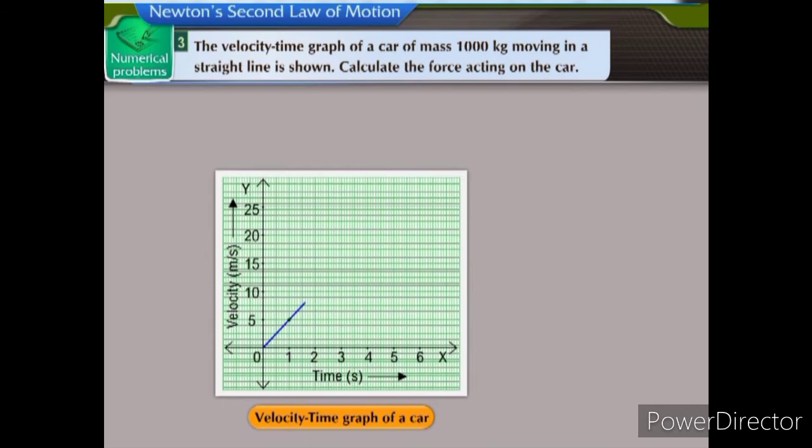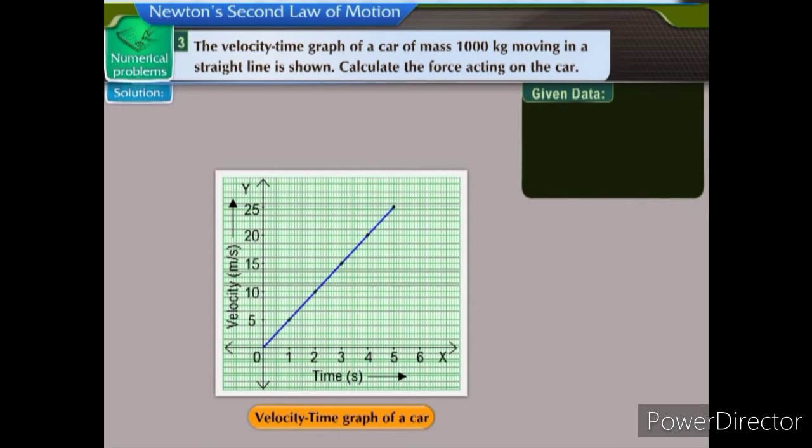3. The velocity time graph of a car of mass 1000 kilograms moving in a straight line is shown. Calculate the force acting on the car. Solution. Given data. Mass of car M is equal to 1000 kilograms. From the graph we have initial velocity U is equal to 0 meter per second. Final velocity V is equal to 20 meter per second.